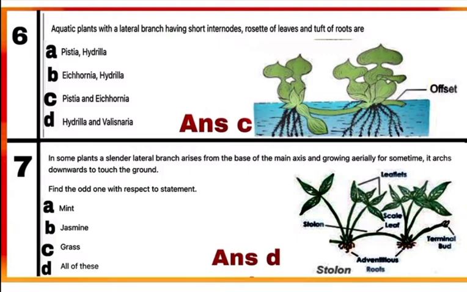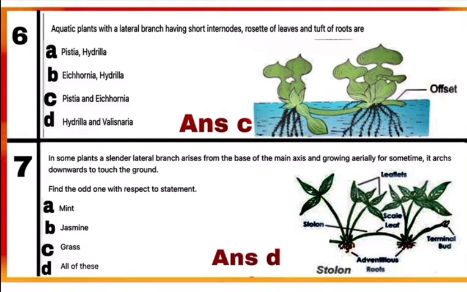Question number 6. Aquatic plants with lateral branch having short internodes, rosette of leaves and tuft of roots are. Option C. Pistia and Eichhornia. These are aquatic plants with lateral branch having short internodes, rosette of leaves and tuft of roots. This modification of stem is called offset and you can see this in the given diagram. So, mark C as the correct answer.